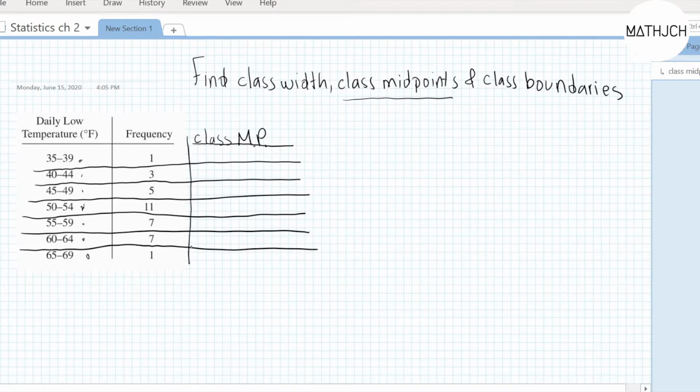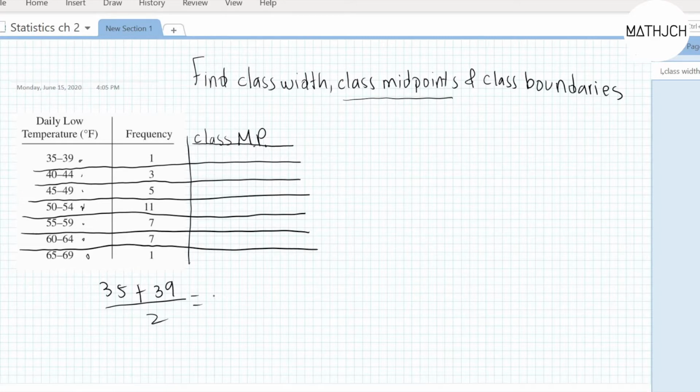To find the first class midpoint, we are going to take the first lower class limit, which is 35, and the first upper class limit, which is 39. We add them together and then divide by 2. That's how we get the class midpoints. For this class, the midpoint is the average between those two. So we take the 35, add the 39, and divide by 2.